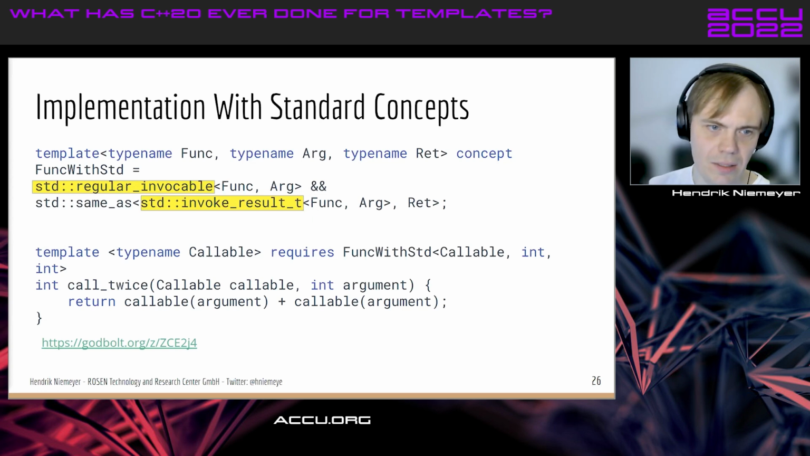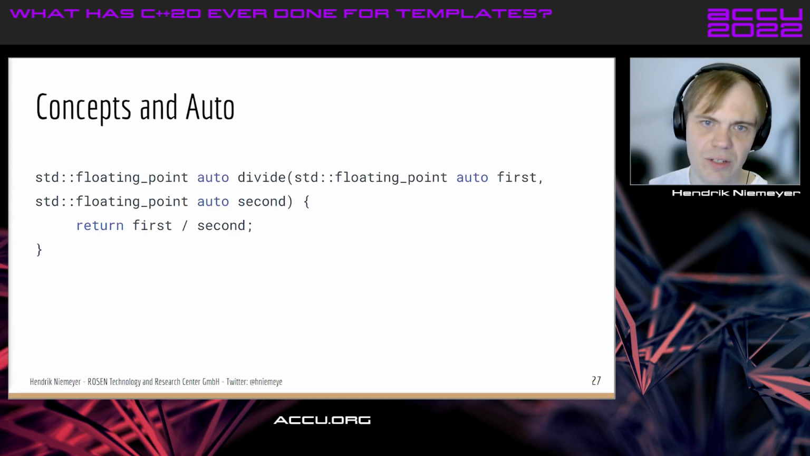Yeah. Then next thing would be concepts and auto. So in C++20, we are able to constrain auto. So we can use a constrained placeholder like a concept. In each place, we can use auto. So I can write here a function divide, which uses auto return types and auto function parameters. And I can constrain all of these with the std::floating_point concept. And this is a nice shorthand notation.